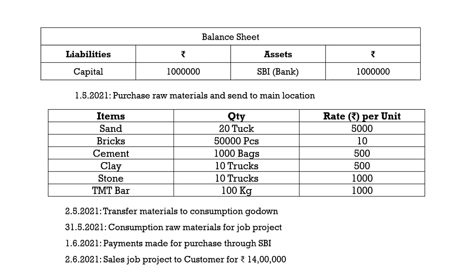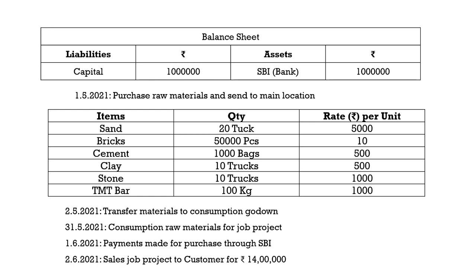I'll just go through the problem. You will find it's an opening balance sheet. On 1/5/21, purchase raw material and send to the main location. These are the main raw materials, quantity, rate per unit. All these materials, after purchase, are sent to the main location.